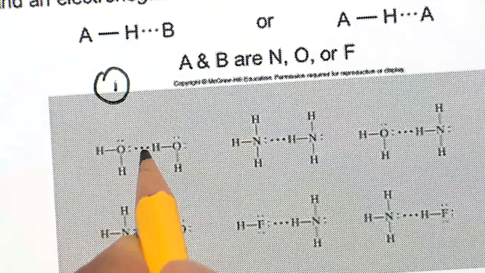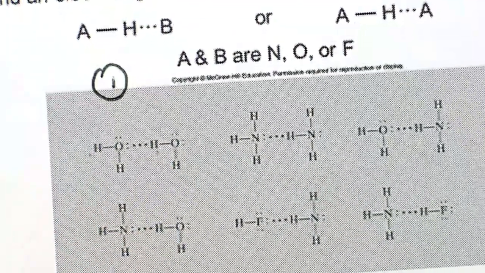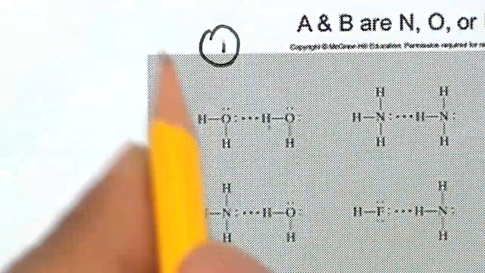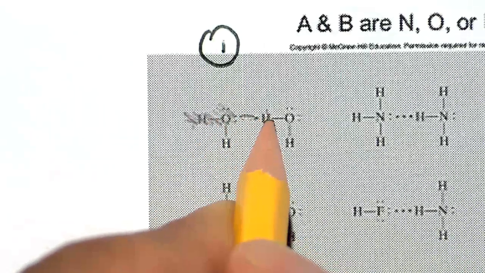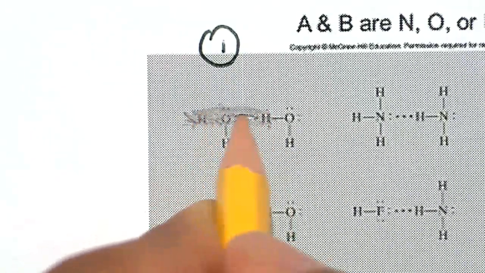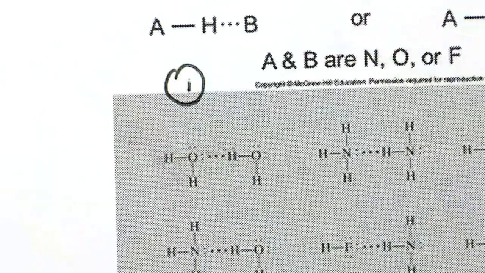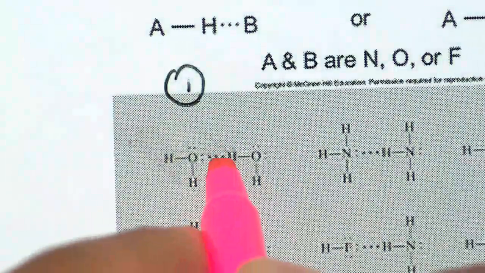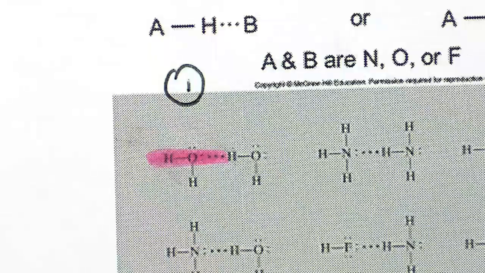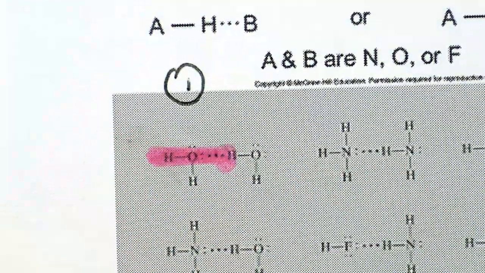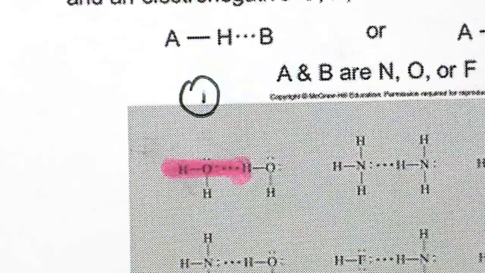Look at this oxygen, and then we have this hydrogen, and this hydrogen on the second molecule. So we have H-O, and that's the hydrogen bond with the other H. So there is your hydrogen bond. HOH. This H comes from a second molecule of water.